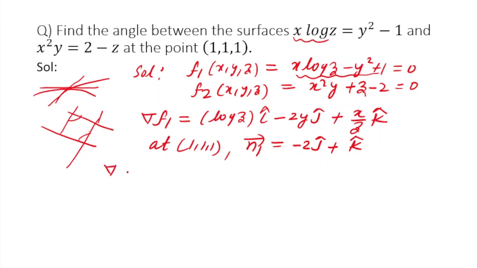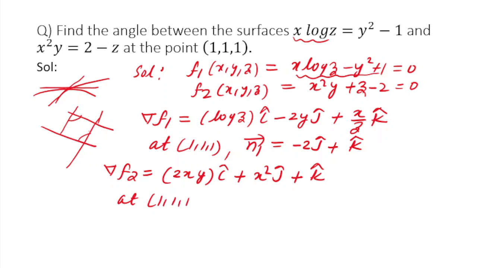Now I calculate the del f2. So del f2 will be what? I have to differentiate this partially with respect to x. There is one term here, so I will get 2xy i cap. Then with respect to y, I will get x square j cap, and with respect to z, I will get k cap. I hope you are getting it. Now we have to calculate at point (1, 1, 1). So let me call del f2 the normal vector 2. So x is 1, y is also 1, so 1 into 1 is 1, so I will get 2 i cap, then j cap, and then k cap.